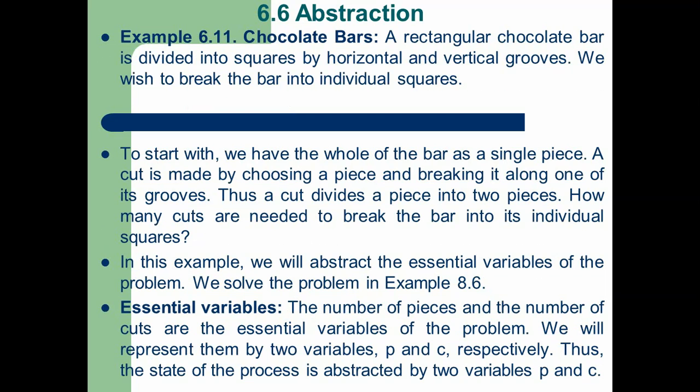So understand this example. A rectangular chocolate bar is divided into squares by horizontal and vertical grooves. We wish to break the bar into individual squares. So what we want to do, and here what are the essential items which we want to know. Generally we have the whole bar as a single piece. So we cut it horizontally and vertically and create individual squares from the big bar. So finally, we get the individual squares of a big bar of chocolate.